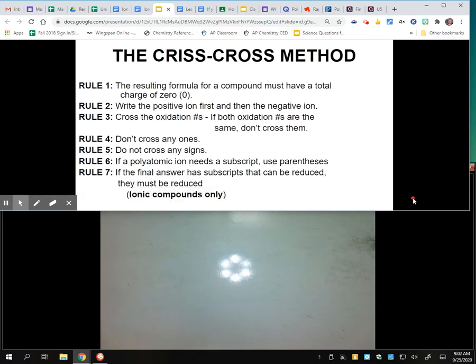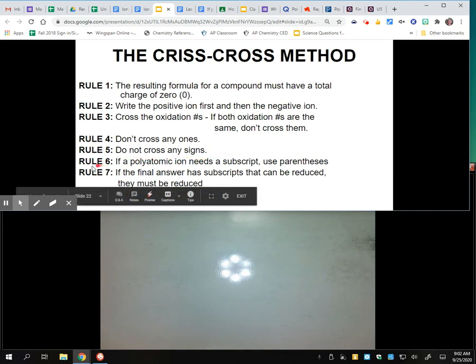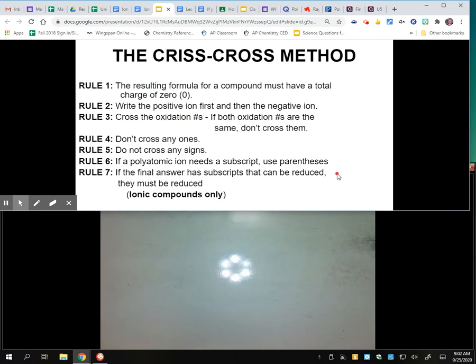in ionic bonding. So the rules that we need to remember for that is that if a polyatomic ion needs a subscript, you must use parentheses. And I just want to remind you of rule number 7. If a final answer has subscripts that can be reduced, so the subscripts for every element in there can be all divided by the same number, they must be reduced because we need to be true to that formula unit, which is the lowest whole number ratio of those atoms. Again, this is for ionic compounds only, and that's all we're dealing with here today in this video.